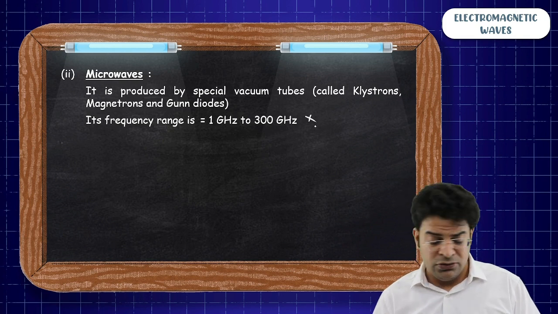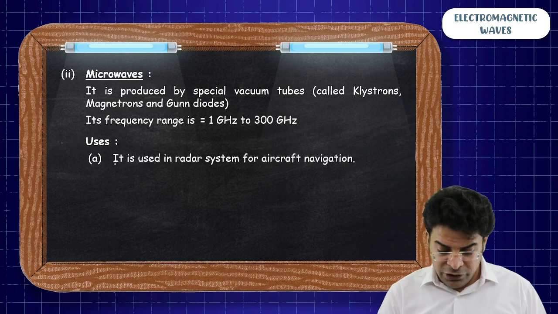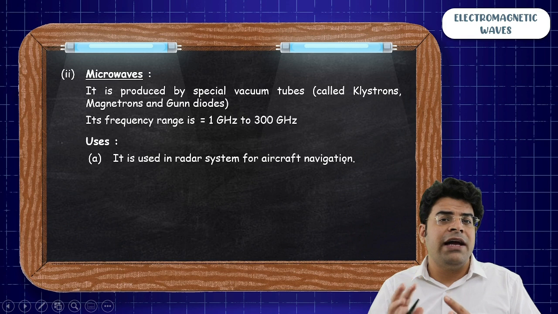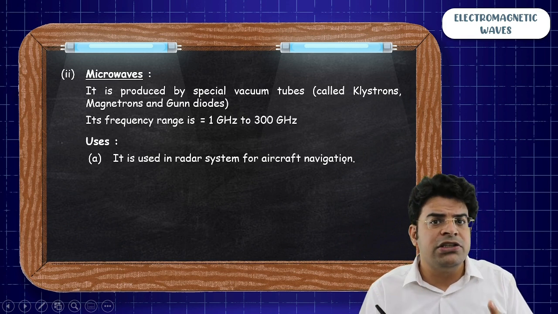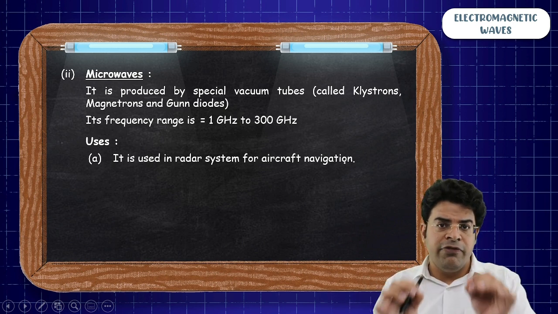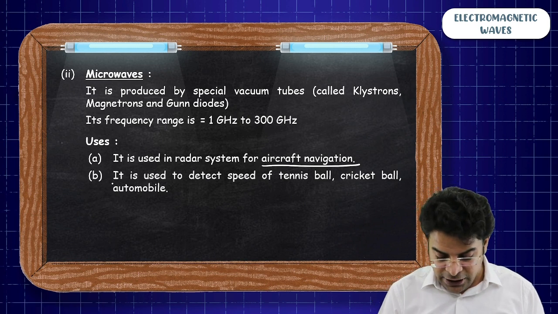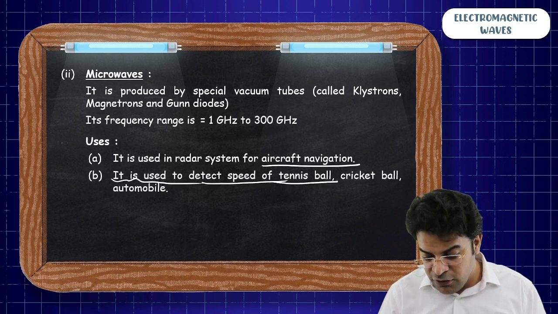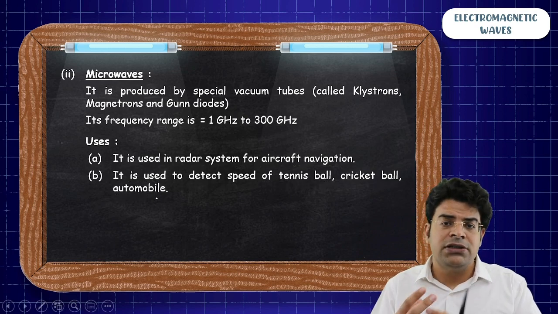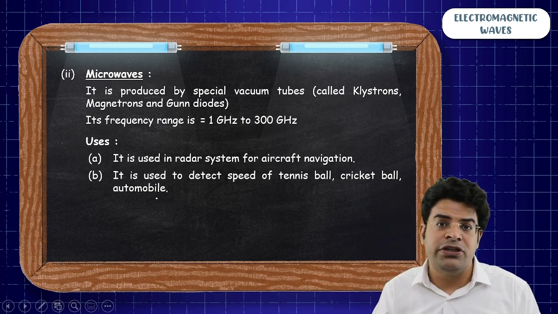So do you remember this? Sorry to say, I don't. The uses of microwaves are the following. The first one: it is used in radar systems for aircraft navigation. These types of questions might come in your examination as the examination is becoming more and more theoretical. Which of the following EM waves are used for aircraft navigation? The answer is microwaves. Second, it is used to detect the speed of tennis balls, cricket balls and automobiles. In a cricket match, when they display the speed of the ball, that speed is detected using microwaves.